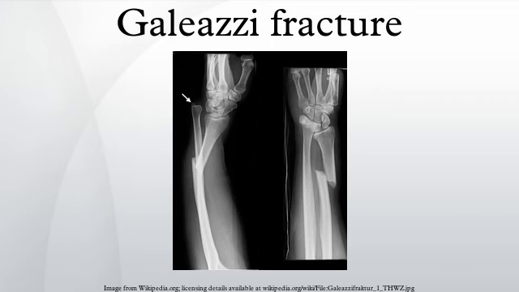Galeazzi fractures are sometimes associated with wrist drop due to injury to the radial nerve, extensor tendons or muscles. They are the most likely fractures to go on to malunion.